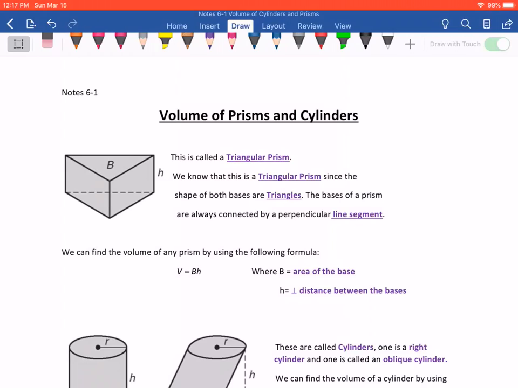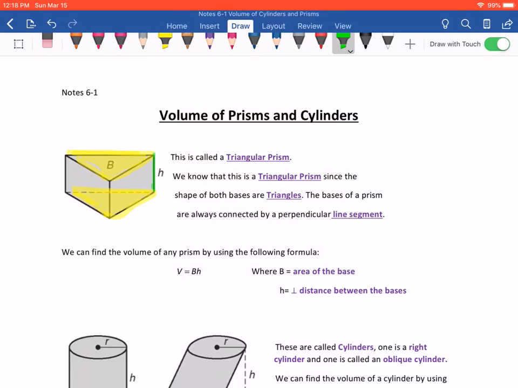The bases of a prism are always connected by a perpendicular line segment. So if you are wondering, how am I going to know what's the bases? These two are, in fact, the bases, these two triangular portions. Number one, bases are always 100% of the time parallel to one another, so that's your first clue. Your second clue is that they're always connected by a perpendicular line segment. We're going to go ahead and call it H for our purposes.